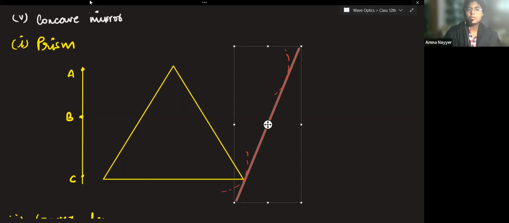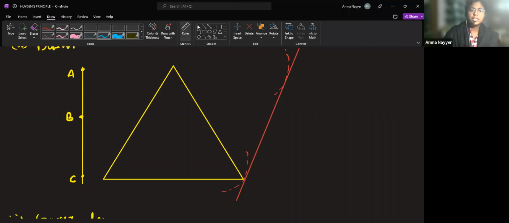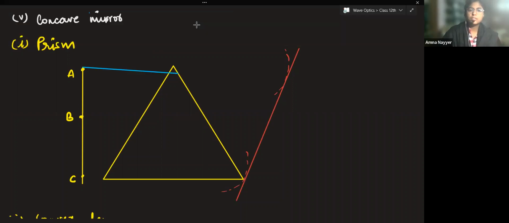And if you want to drop and see the path of rays, so see, rays are perpendicular. So firstly, rays will be coming like this, and rays will be getting refracted at this particular point like this.